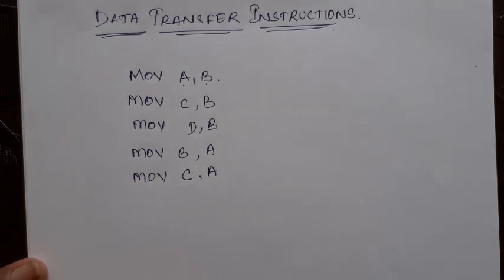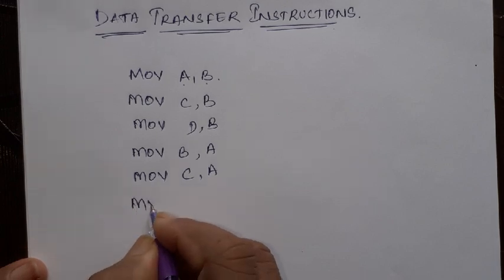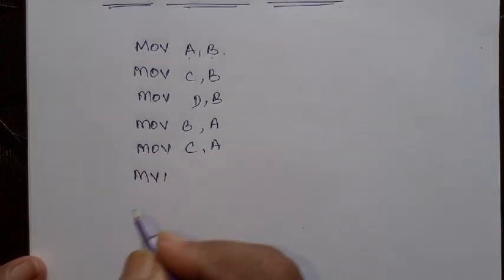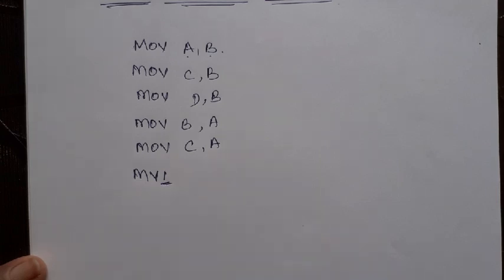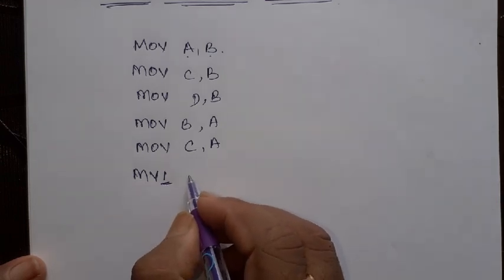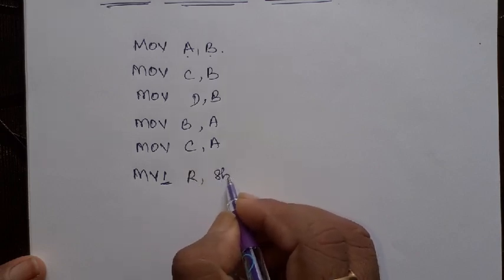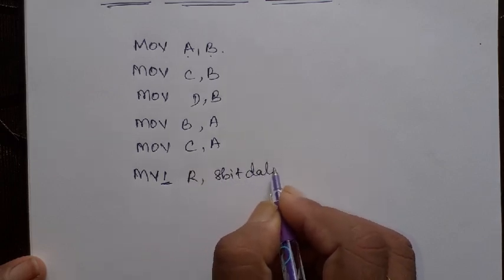Then comes the immediate, like data to a register. The data will be present in the instruction. So that is move immediate. This immediate shows that the data is present in the instruction itself. So register and 8-bit data.